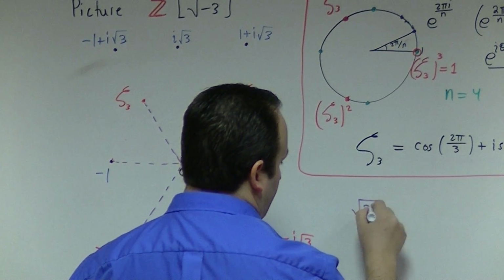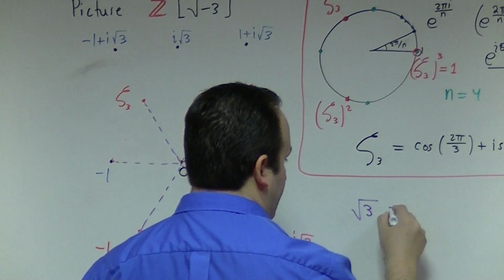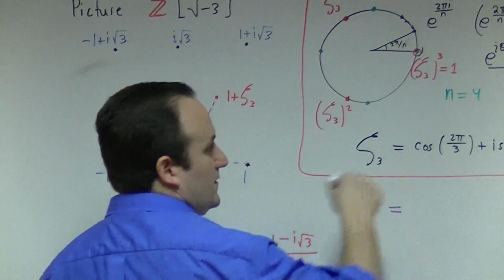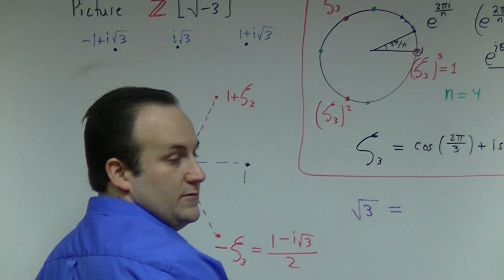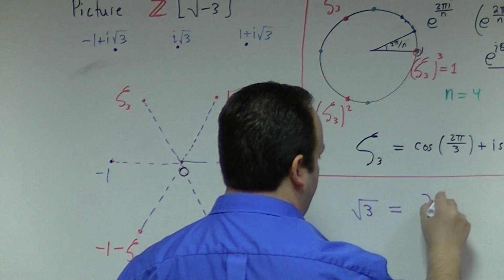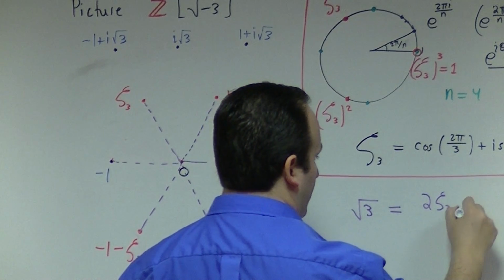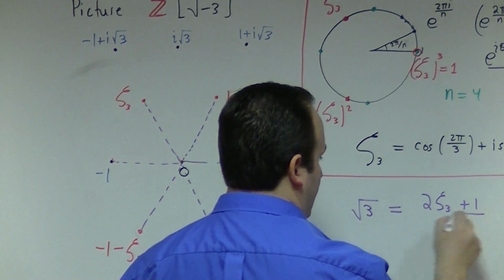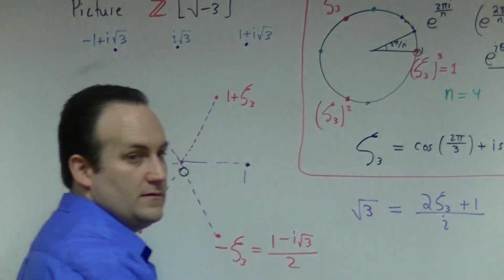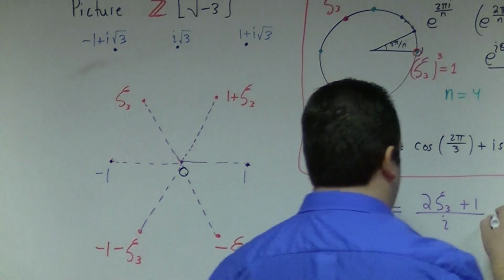The other thing I would point out is that you can build the square root of 3 from C3. How would you do it? Square root of 3 is equal to what in terms of C3? You've got 2 C3 plus 1, divided by i. So if you work that out, what is that?